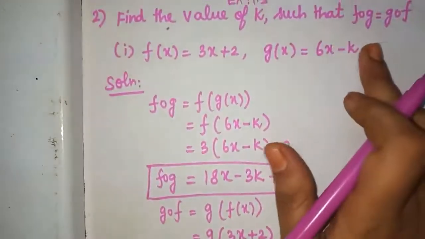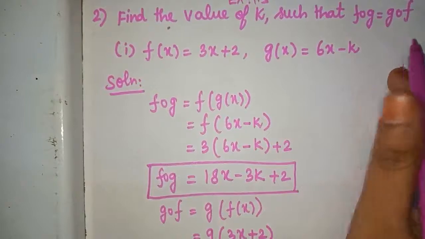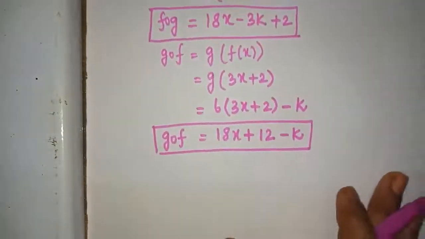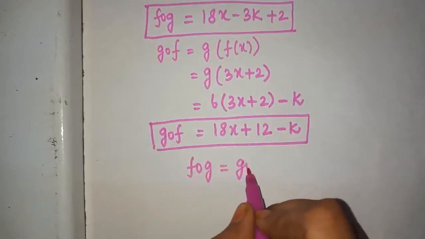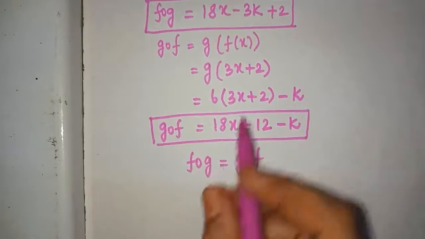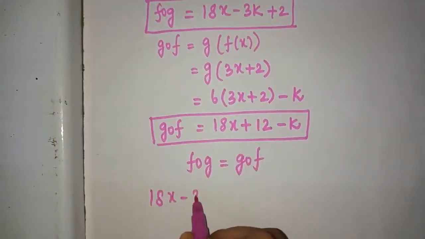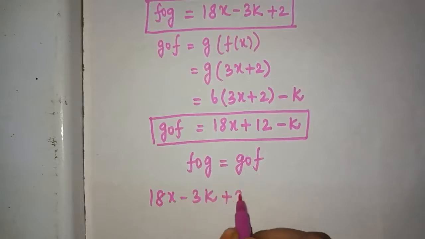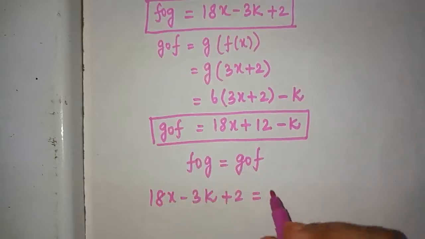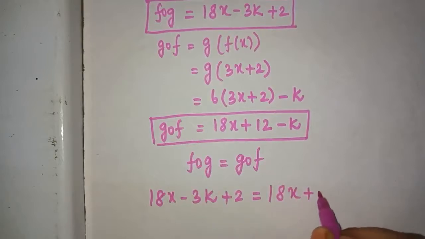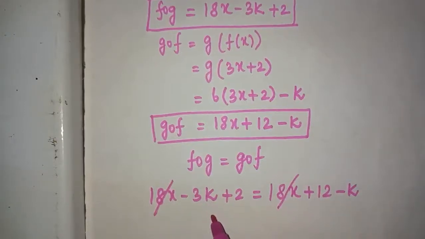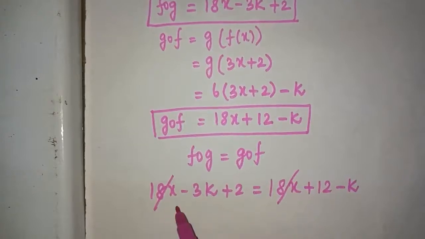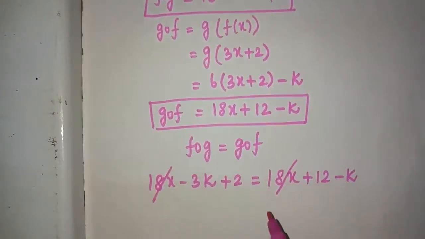Next you have to equate f composite g and g composite f to find the value of k. So f composite g is equal to g composite f. F composite g value is 18x minus 3k plus 2, which is equal to g composite f value is 18x plus 12 minus k. So here also 18x, here also 18x, we can cancel it because if you take to this side, the left hand side, it will become minus 18x. So 18x minus 18x as usual you get 0.